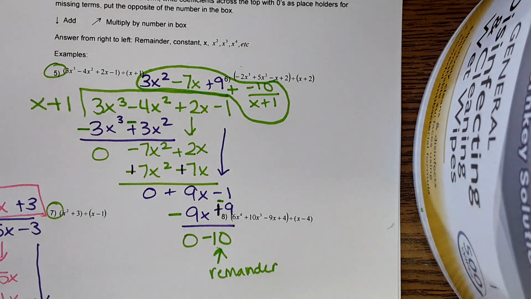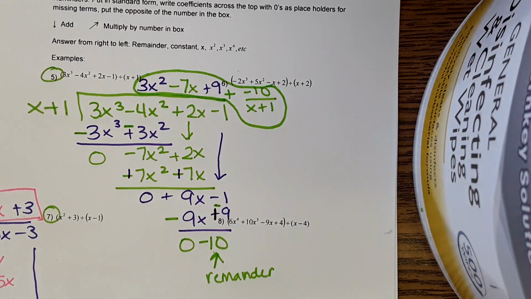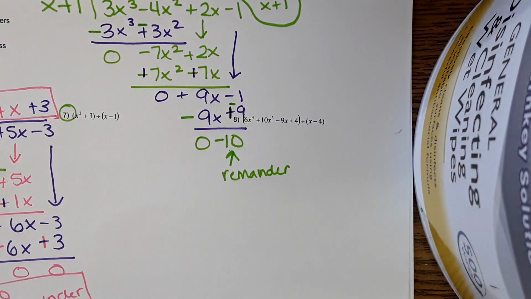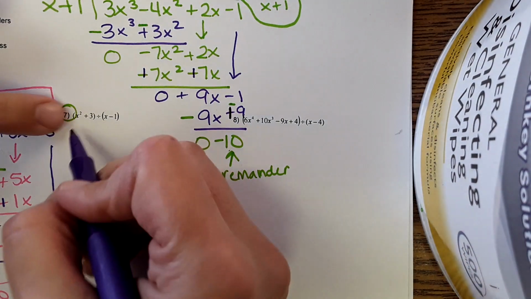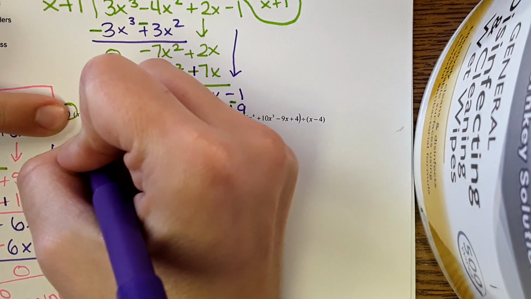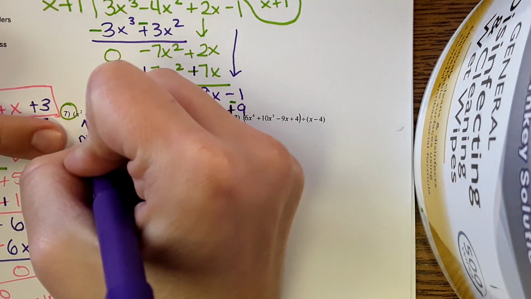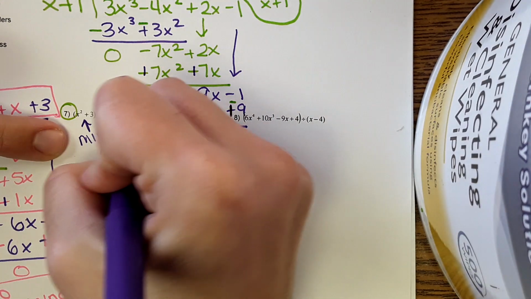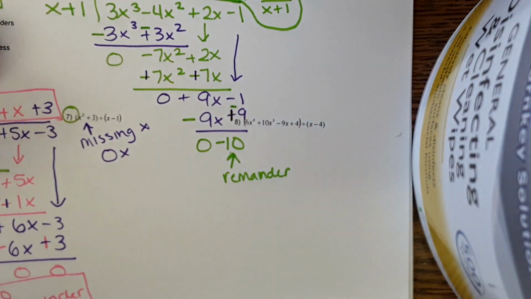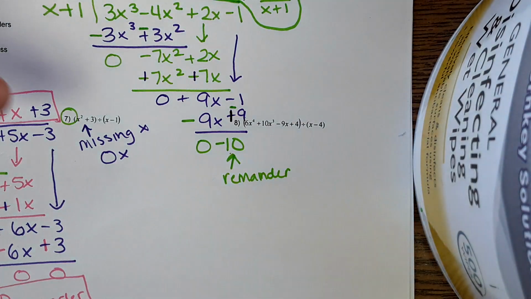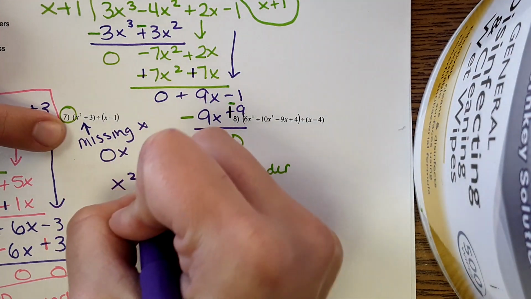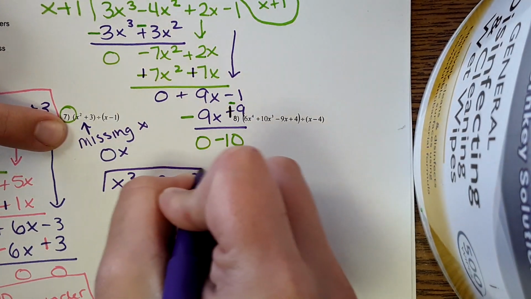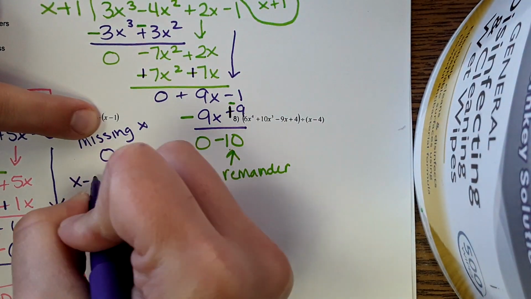Okay, last one we're going to do is number 7. For number 7, there is a missing term. We have x squared, and then it goes straight to the constant. It's missing an x term. So we're going to just plug in 0x when we write it out. So we're going to write out x squared plus 0x plus 3 in the bracket. And then on the outside, x minus 1.